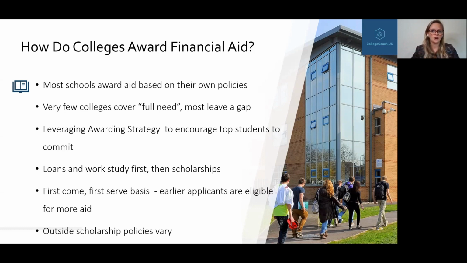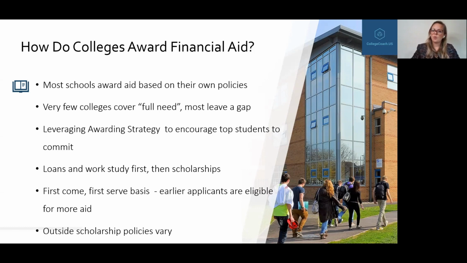And you will never know what the leveraging strategy is, but usually there is some kind of a matrix that the school is working off of. If a student has high scores, a high GPA, is a really high achiever, they will get 90% of their need covered, and it goes down from there.